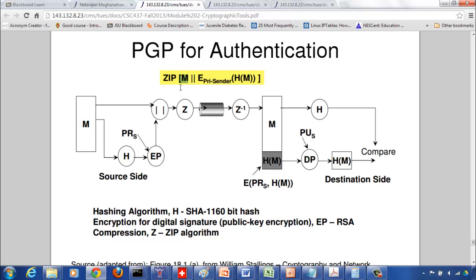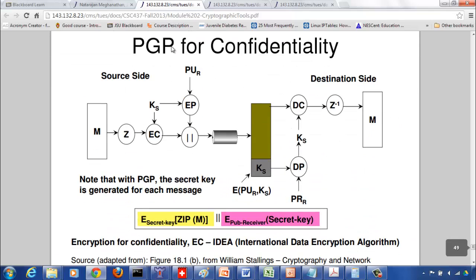So the important thing is to encrypt the hash value of the message with the private key of the sender. This way you are providing both authentication and integrity simultaneously. Now, how to provide confidentiality alone? Just send the message.